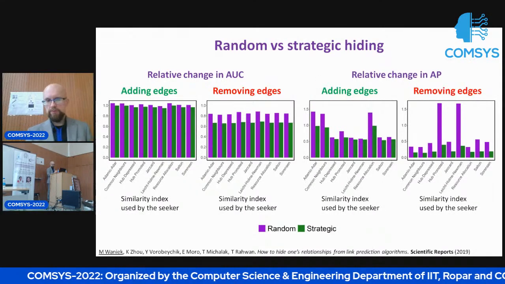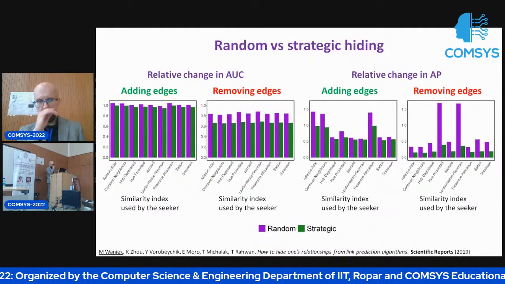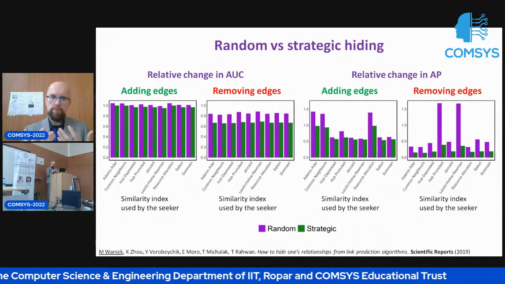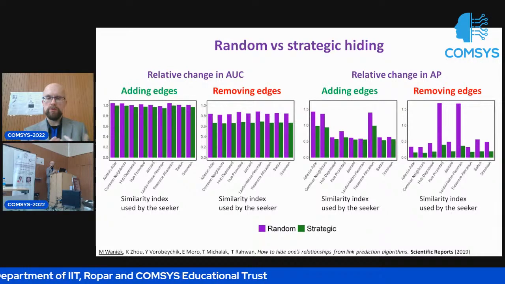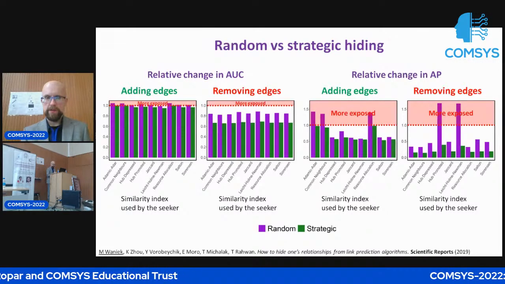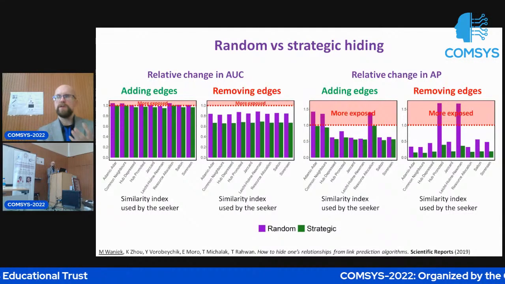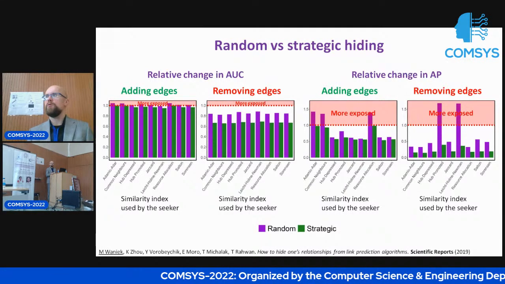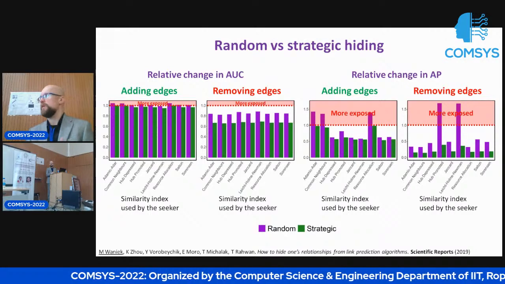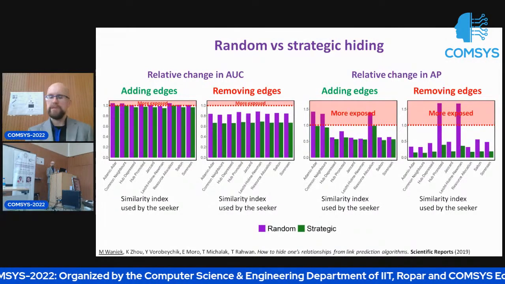And for AP, we see very similar trends. What might be considered slightly important here is that if we do random changes, so for the purple bars, we sometimes move above one. So not only do we not hide our hidden edges, we are making them more exposed by making random changes in the network as opposed to strategic changes.